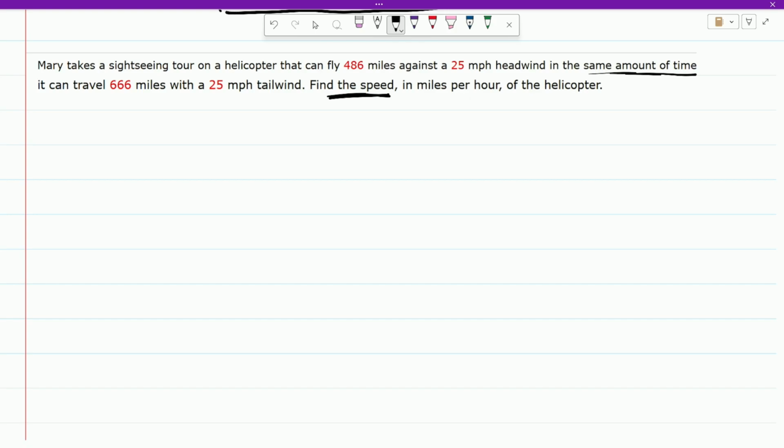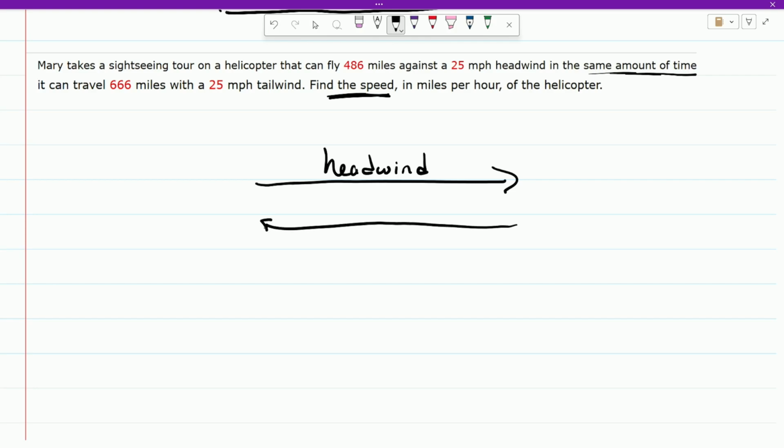So this is one of the problems that we looked at in class. All right, same exact setup. It's just instead of being in an airplane like in class, now we're in a helicopter, but the idea is still the same. So you have a headwind, and then you have... Oh, I got these backwards. Maybe if I draw like a helicopter. How do you draw a helicopter? Does it look like this?